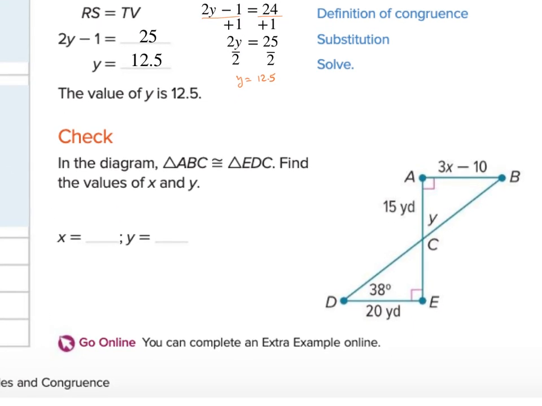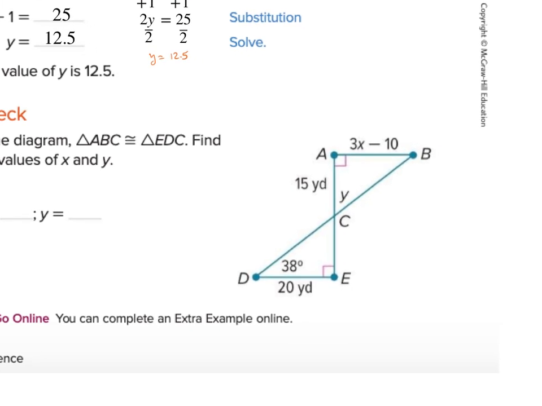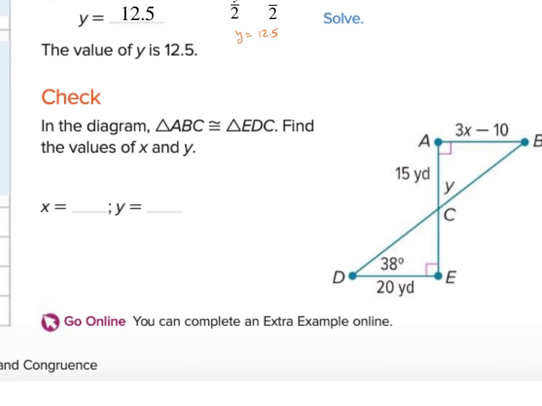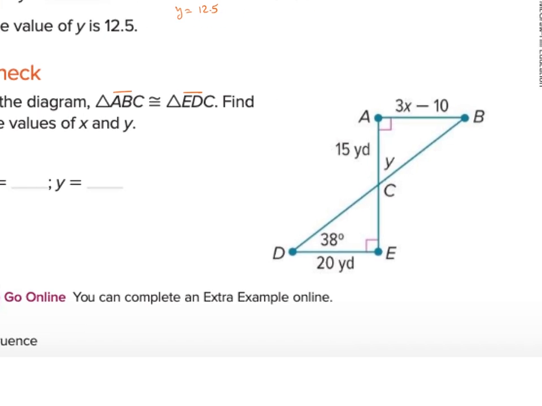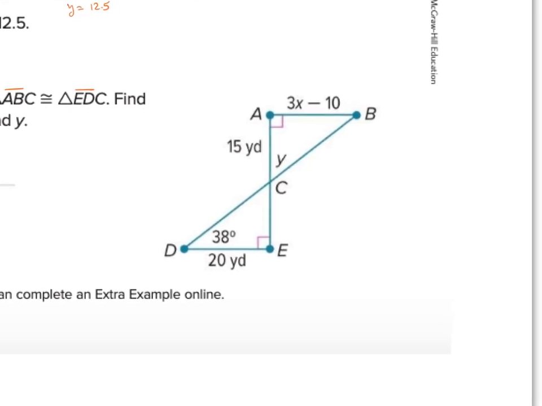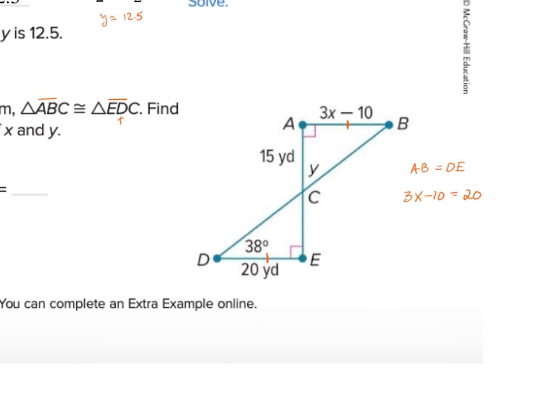In this diagram, there are some things we should be able to recognize as we solve for x and y. AB is congruent to ED. So to solve for x, if AB is equal to DE, then 3x minus 10 is equal to 20, because that is congruent to that. I know that angle D is going to be congruent to B. So if angle D is 38 degrees, that means angle B is 38 degrees.